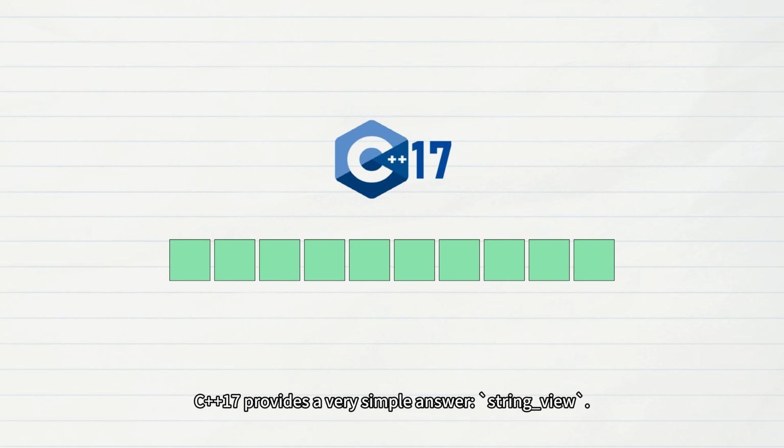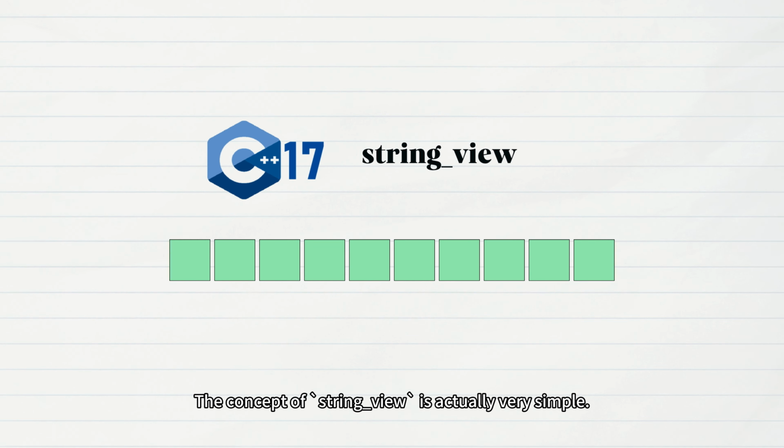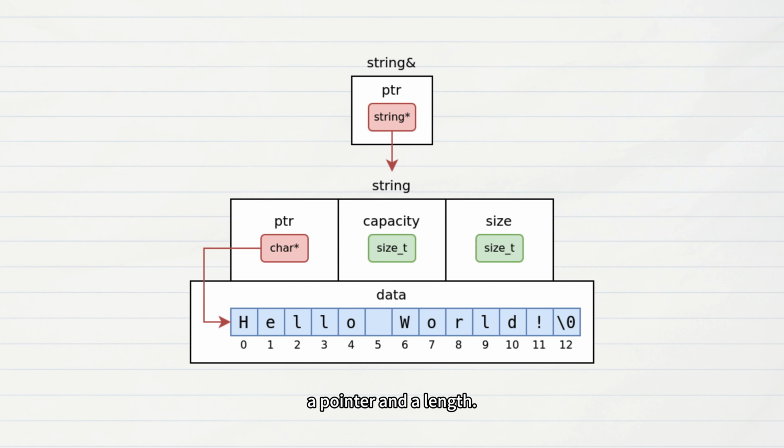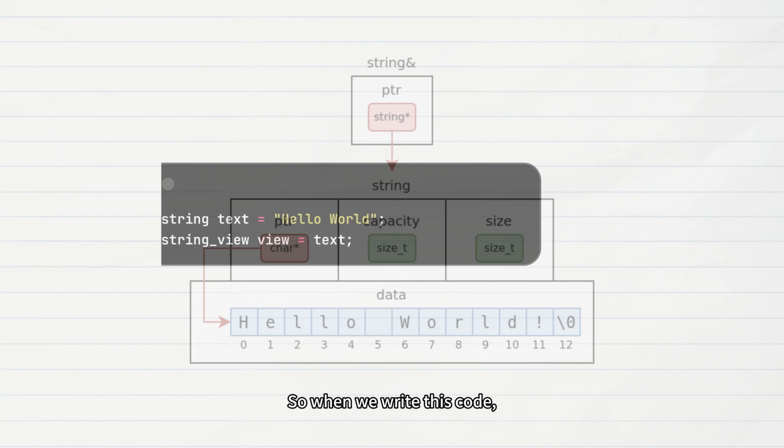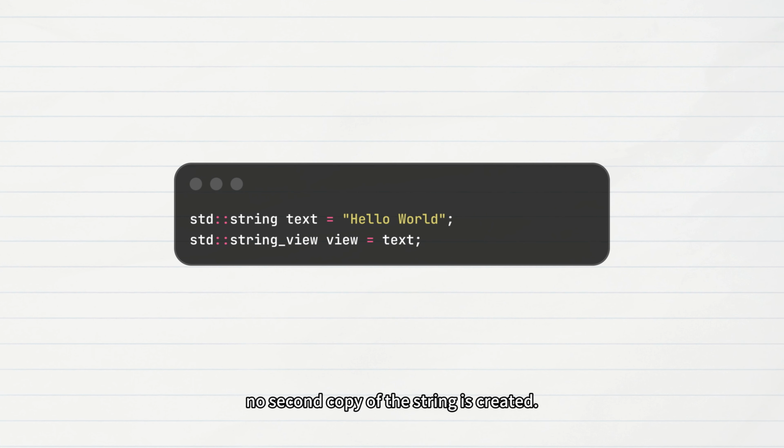C++17 provides a very simple answer, string view. The concept of string view is actually very simple. It is not a string, it's more like a window. It only records two things, a pointer and a length. So when we write this code, no second copy of the string is created. The only copy of the data remains in memory.